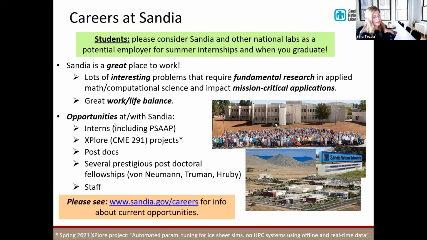And we hire interns. I have an Explorer project proposal right now, if you want to check that out, if you're thinking of doing that. It's related to this project. Some colleagues of mine have projects as well.